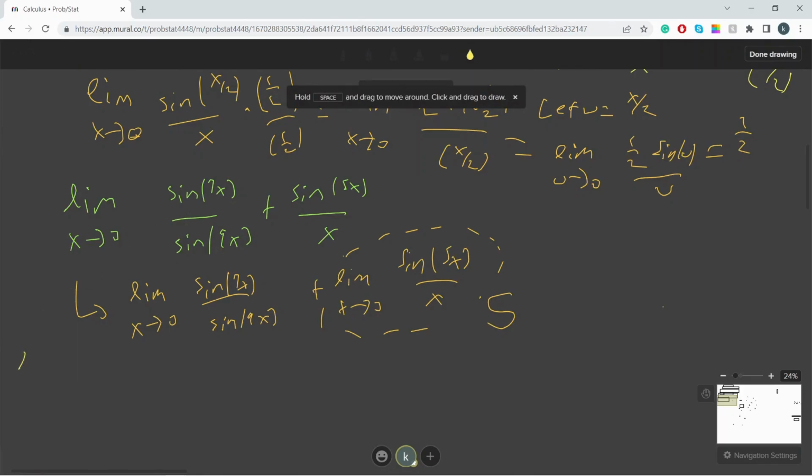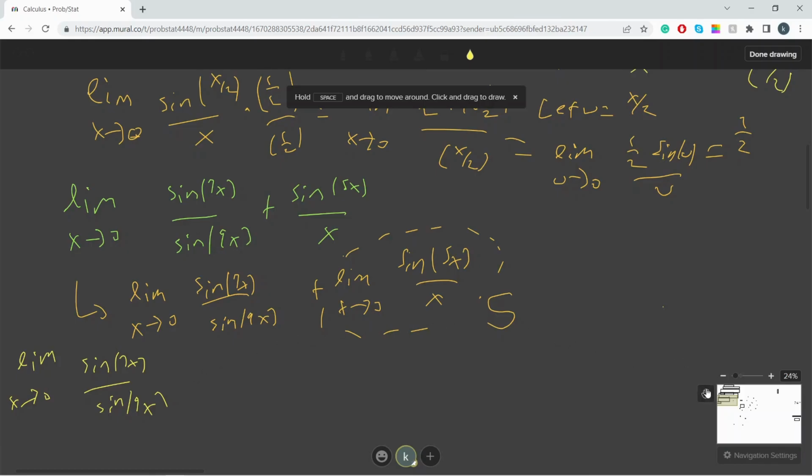Okay, so we want to solve for the limit as x approaches 0 of sine of 7x over sine of 9x. Now, this type of formulation of a sine over another sine is a different form that we haven't come across. But one thing you'll notice is if you plug 0 into the numerator and denominator, you're going to get sine of 0 over sine of 0. But we know the sine of 0 is 0, so we're going to have a 0 over 0 form.